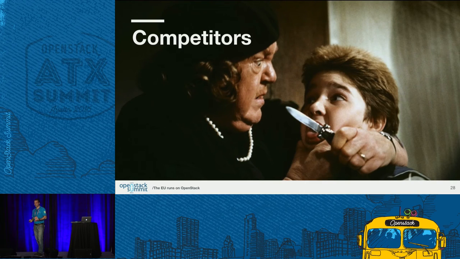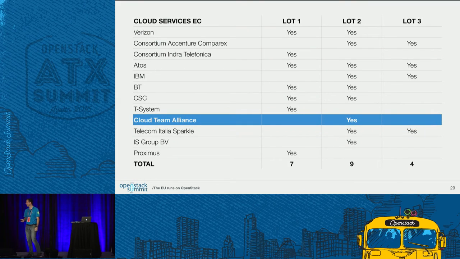Who were the competitors in this challenge? Okay, you can see Lotu as the middle column. We had Verizon, which was actually participating with former Terremark, I think. Accenture and Comparex means Asia. And we have Atos with some Siemens acquired stuff in VMware, IBM with SoftLayer, BT with VMware, definitely. CSE, I don't remember. Us with OpenStack, Telecom Italia Sparkle, which means Amazon Web Services, IS Group, BVA, I don't remember who they are, but I know for sure there's no OpenStack in that competition.